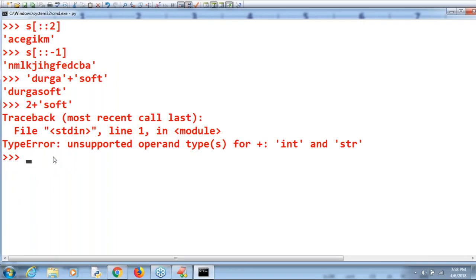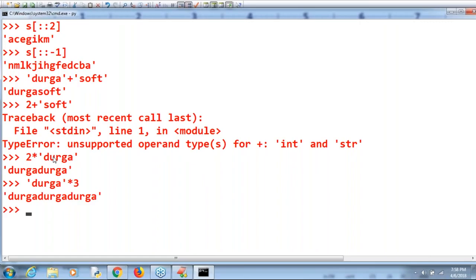Multiplication operator. Here 2 into Durga, Durga itself is valid. If you want Durga into 3, yes, Durga is going to be considered 3 times, no problem at all. 3 times Durga. This thing is nothing but the repetition operator.